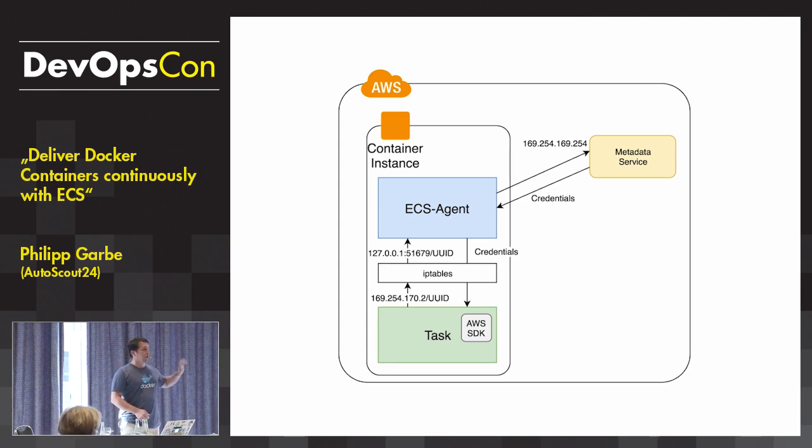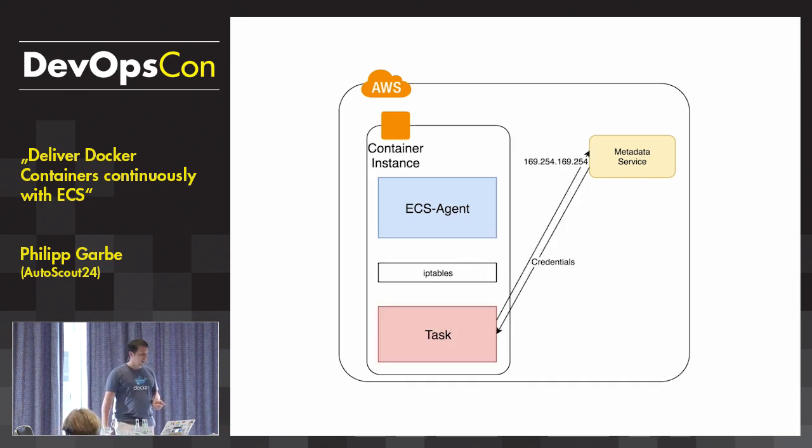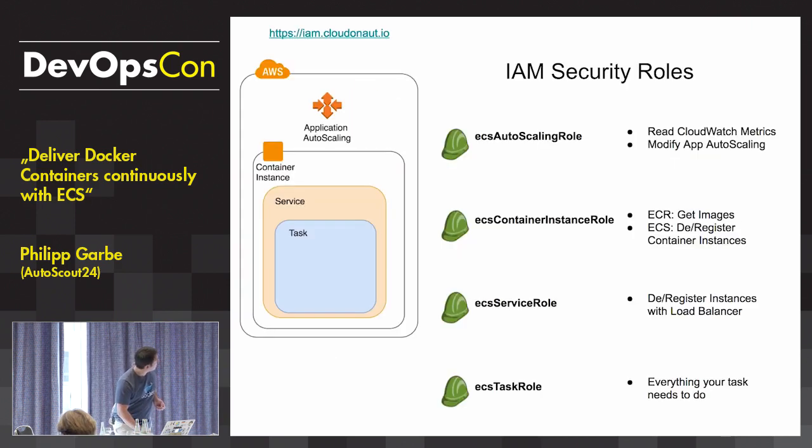If you provide your own AMI, you have to do those IP table changes yourself. With the ECS optimized AMI, you get it out of the box. But the problem here is that the metadata service still works. So inside your container, you can still ask the metadata service, and then you get the credentials of your host, which is the ECS container instance role. We identified that by accident, of course.